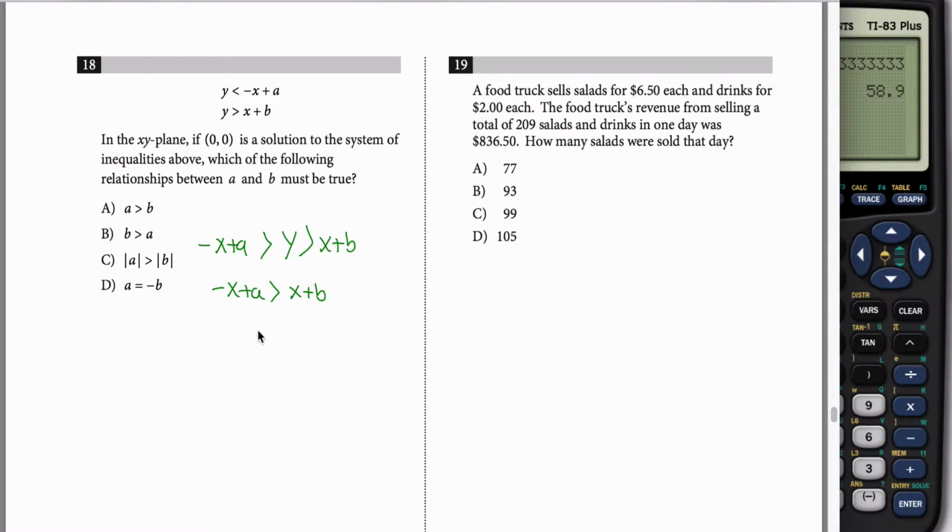So I can mess with this a little bit, and I can say, okay, a must be greater than 2x plus b. This must be true right here. But you're like, well, wait a minute. What is x? What's going on here? Well, note that (0, 0) is a solution. So when x equals 0, I get a solution. If x equals 0, then I get that a is greater than b. Right? 2 times 0 is just 0. I get a is greater than b, which would be answer A right here.